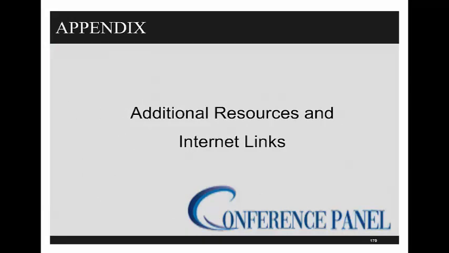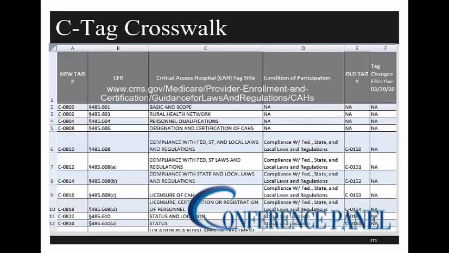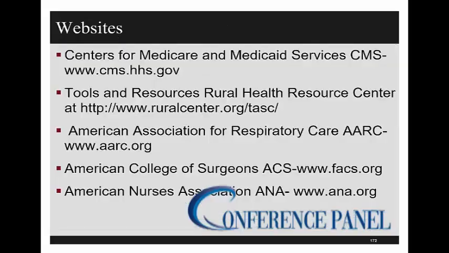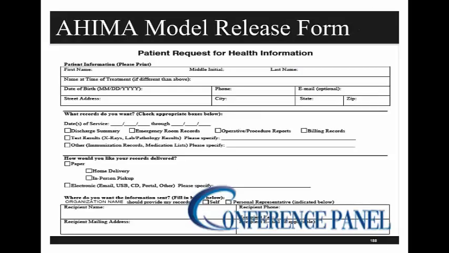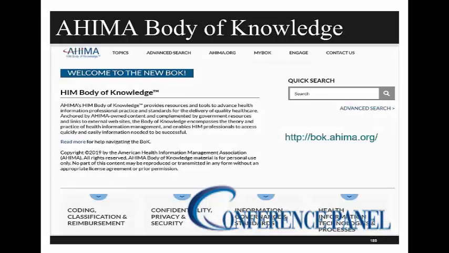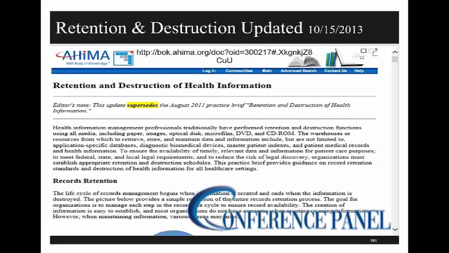So what I wanted to do with just a little bit of time here is, while you're thinking about what Clear Creek County can do, I want to show you some of these resources. There was the crosswalk. This is when CMS changed all of the tag numbers for the critical access hospitals. Now, it is not complete, I will tell you that, because under especially QAPI, it lists all of the old tag numbers and none of the new ones. I've listed multiple websites here for you. The Rural Health Resource, HIPAA, AHIMA, I mentioned that they have the body of knowledge and practice briefs for you.